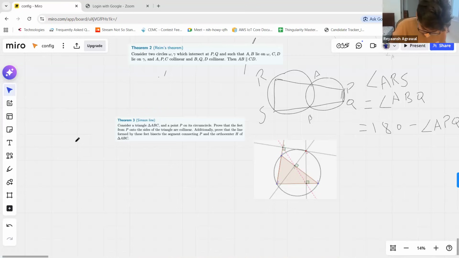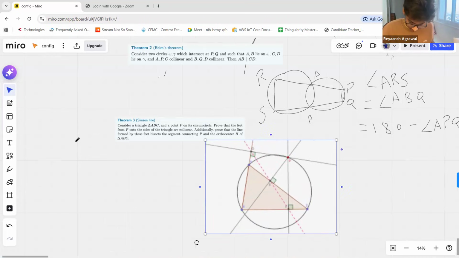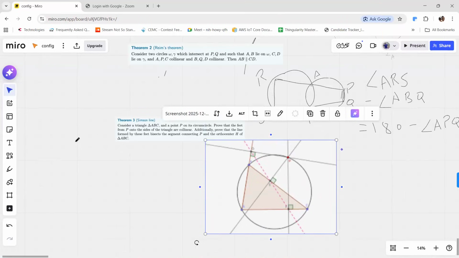I think the diagram is not very clear. Is the diagram visible? Can you read stuff on it? Yes, clear enough. Okay.